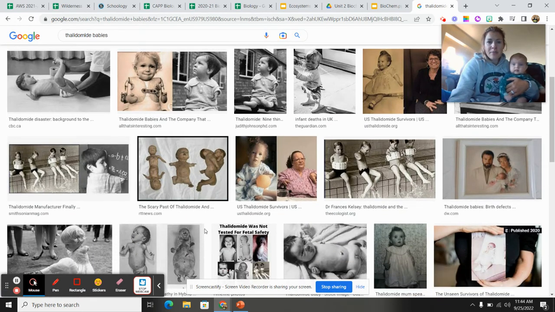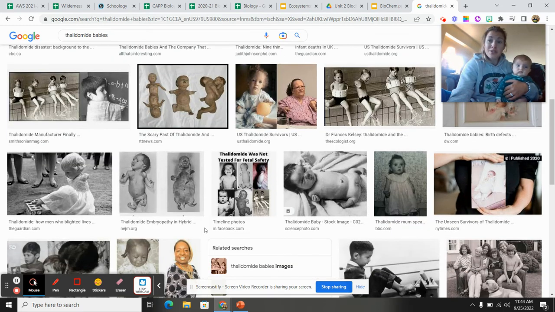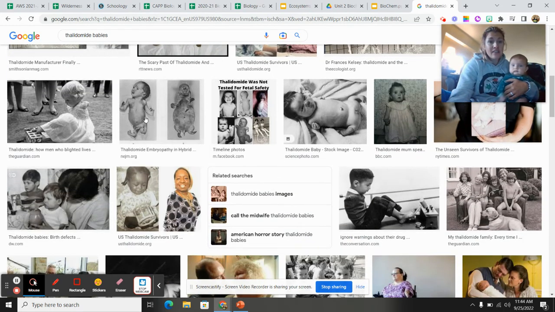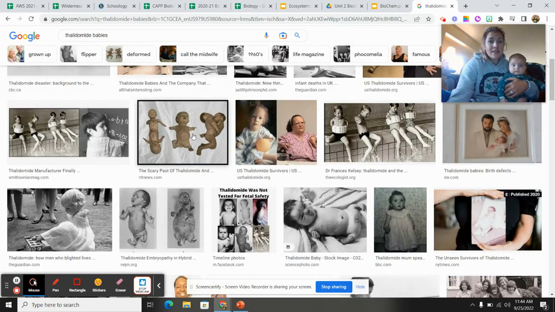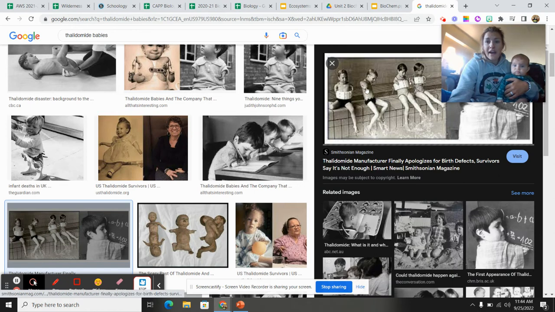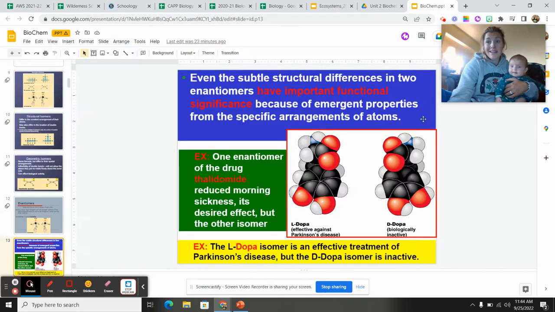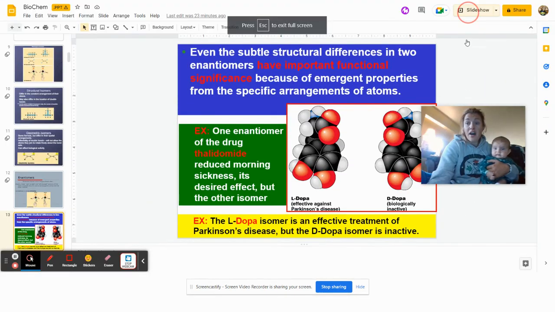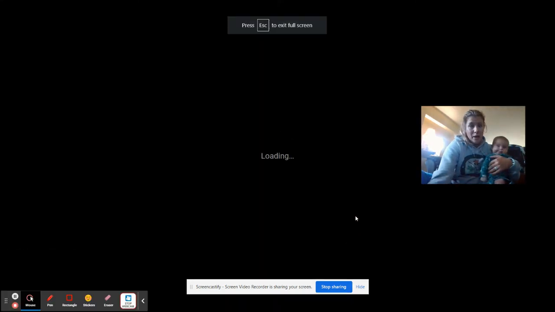There's an actor that I believe was on the freak show season of American Horror Story that was actually a thalidomide baby. So these are really, really common defects in these children from their moms taking thalidomide, which was supposed to treat morning sickness. So a very, very unfortunate side effect of this enantiomer.